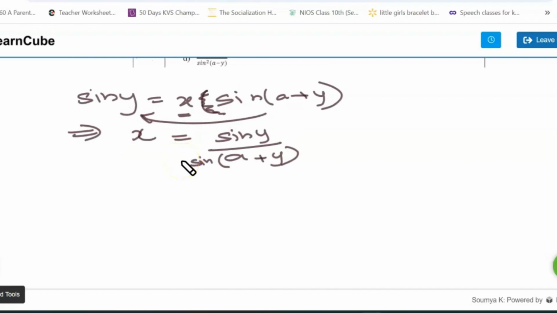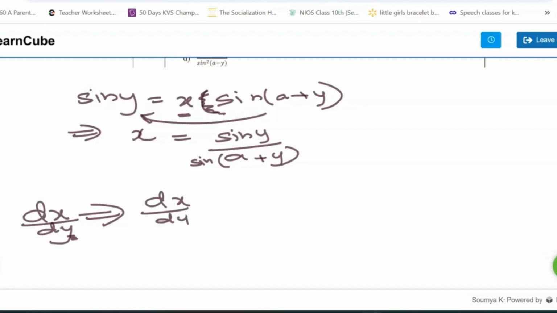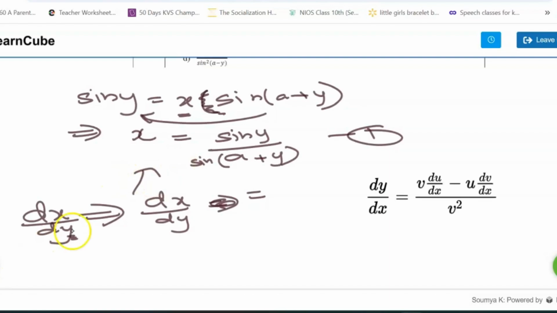Now what you can do is differentiate and find out dx by dy. That means differentiate it with respect to y. So dx by dy we are finding, according to equation 1 that is given to you, using the quotient rule to find the derivative of u by v. In this form you have to find the derivative. This is the formula that you have to apply.